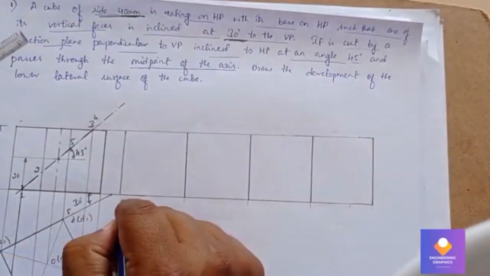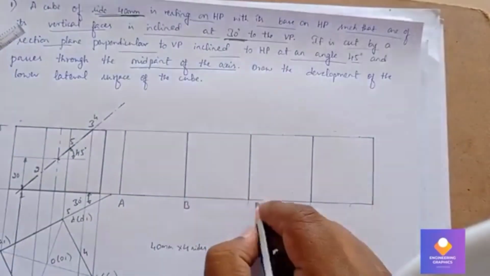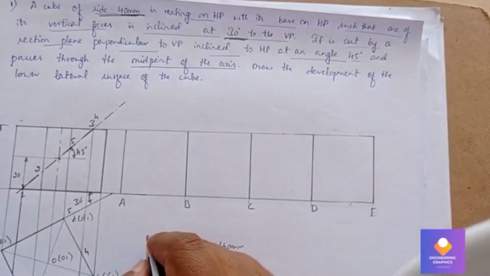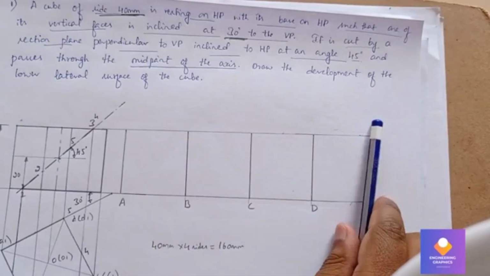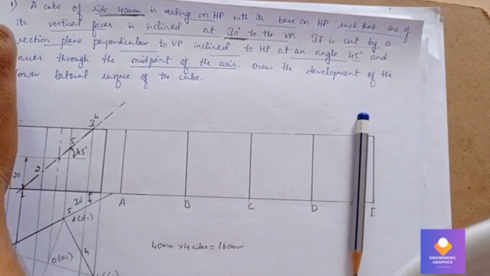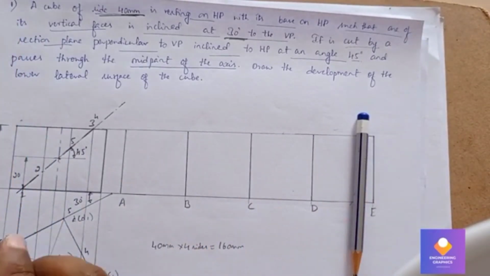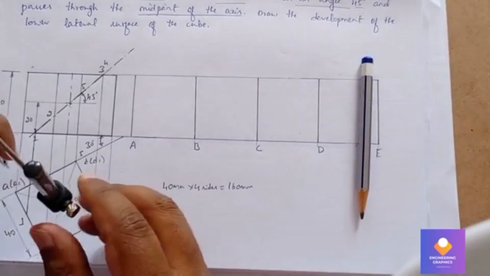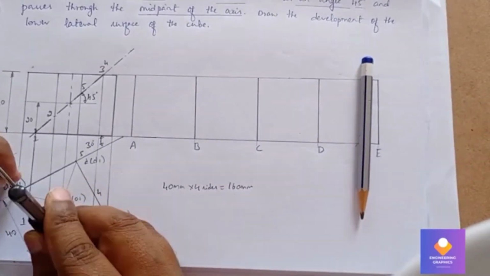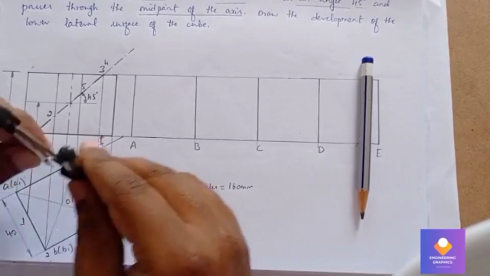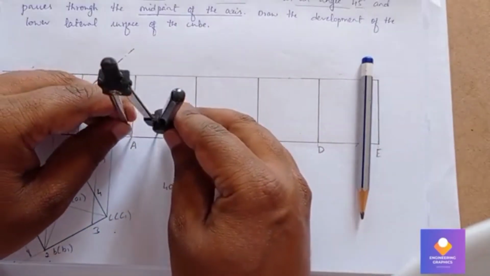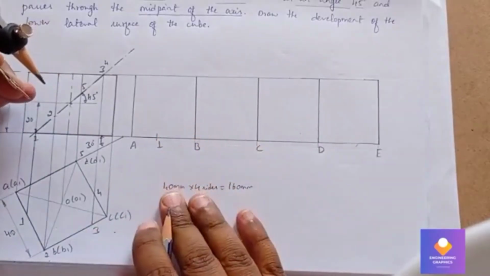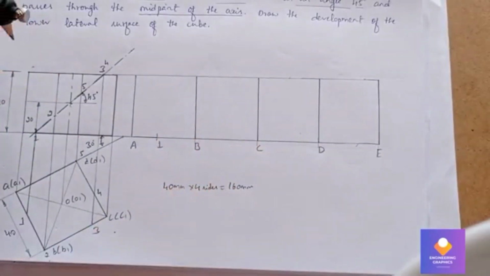Now we need to mark A, B, C, D. Now we have to mark this point 1 here. Point 1 is exactly at a distance that we need to measure from the top view. You can see, from A to 1 we need to measure with the compass. A to 1 can be measured and we cut the arc. This is point 1.